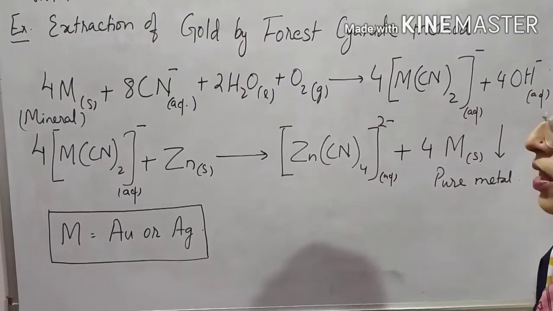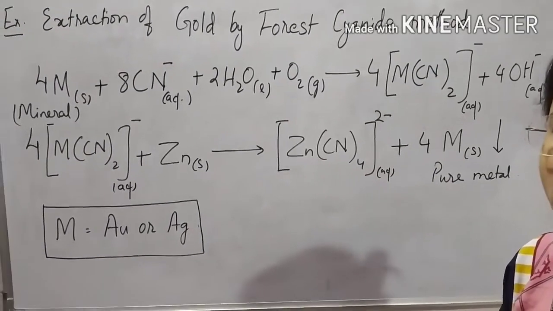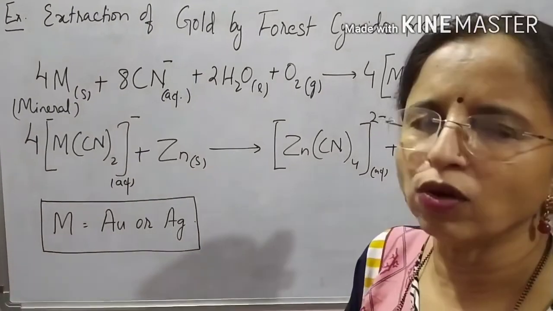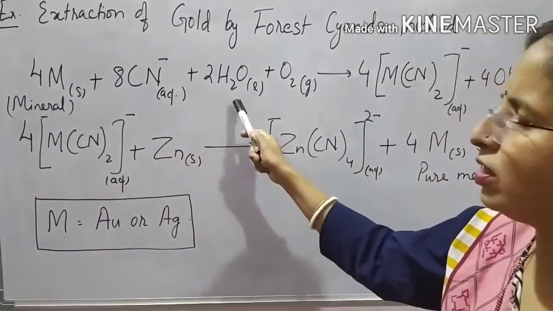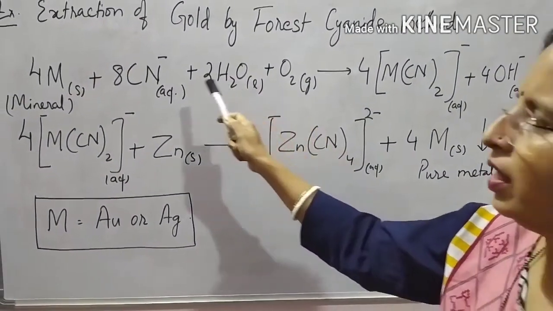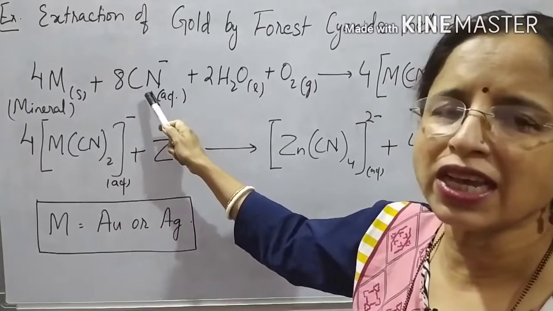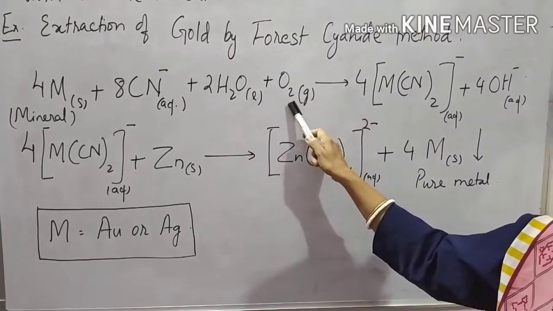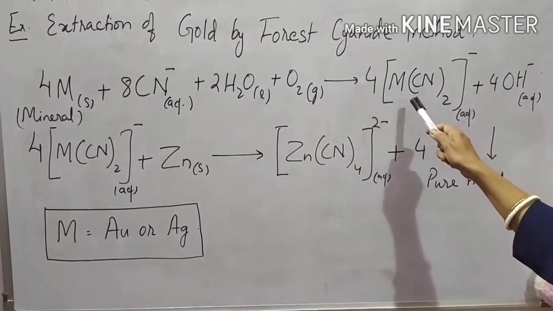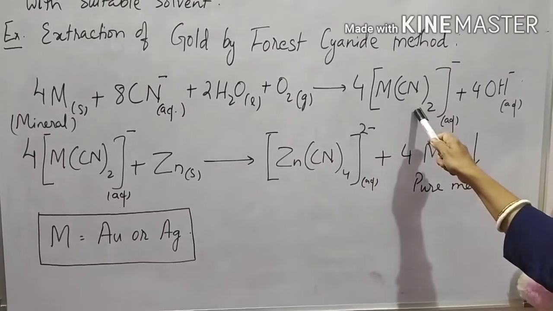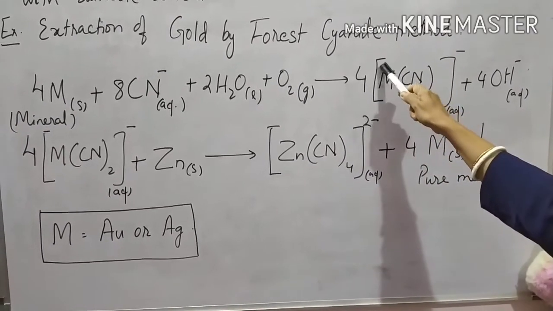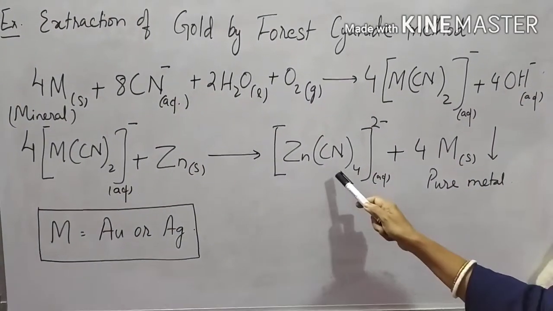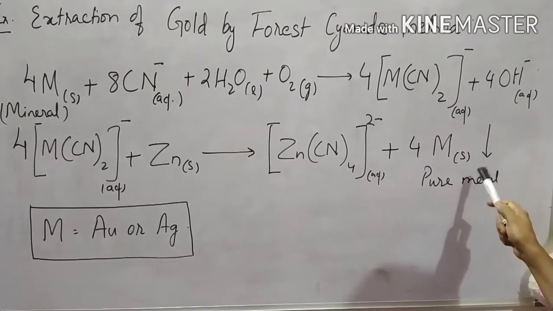As a leaching method, here also the ore must form a soluble complex with suitable reagents. So what is done? The mineral ore is digested with cyanide solution, sodium or potassium cyanide aqueous solution, in presence of air. We get a complex aqueous solution of metal cyanide. To precipitate this metal, zinc is added to this aqueous solution. We get a zinc cyanide complex and the metal is precipitated out.